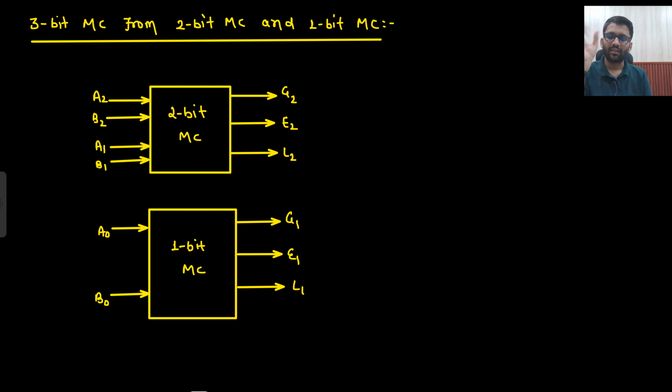Okay. Is there anything else? Yeah. A 3-bit magnitude comparator from a 2-bit magnitude comparator and a 1-bit magnitude comparator. Okay. So what you need to find? G.